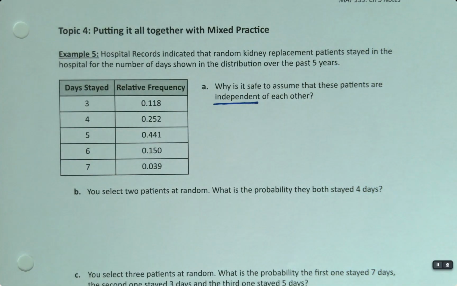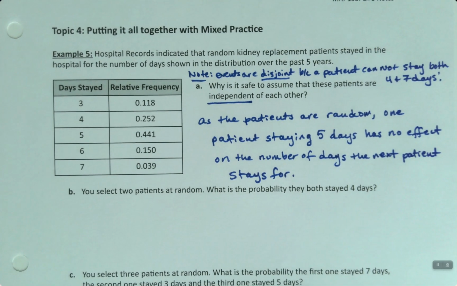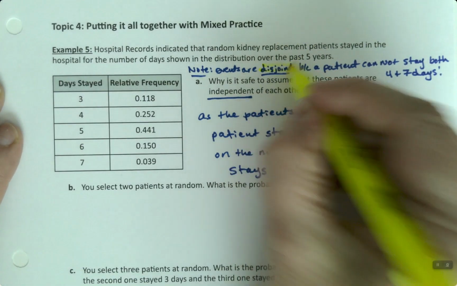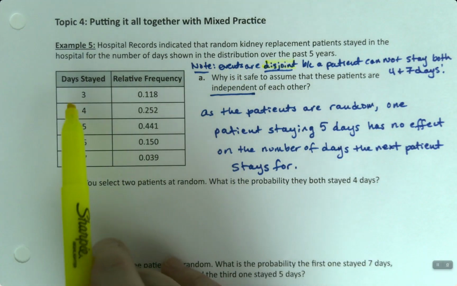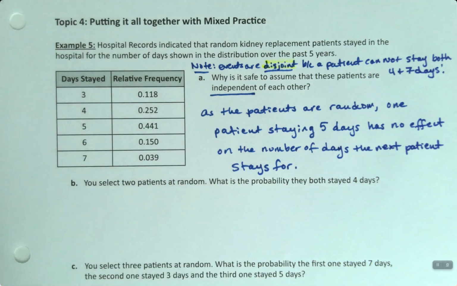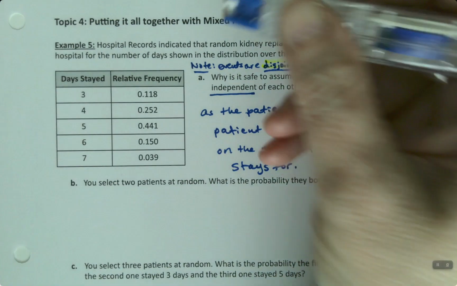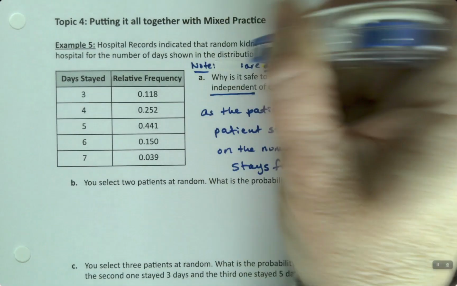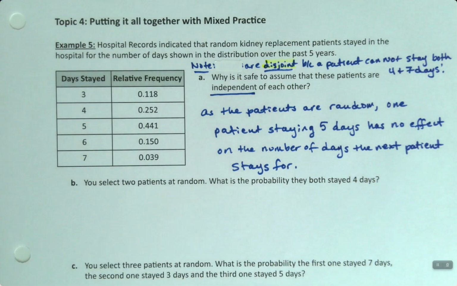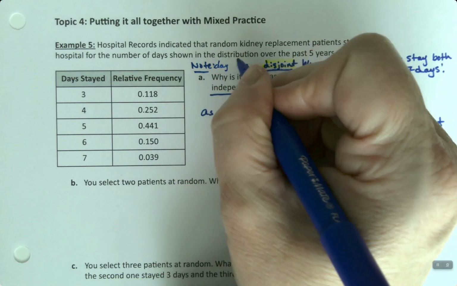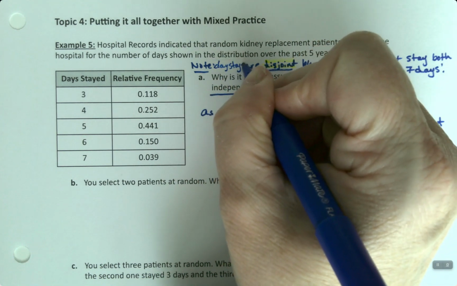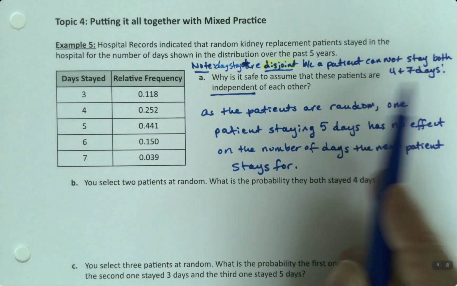So let me write that down. All right, I wrote both of them up, so that way you have a reference for both of them, because these kinds of questions get asked. So they're disjoint, right? The days stayed are disjoint. I said events, but I could say days stayed. So the days stayed are disjoint because a patient cannot stay both 4 and 7 days, or 3 and 5 days, or whatever. I just made it up.